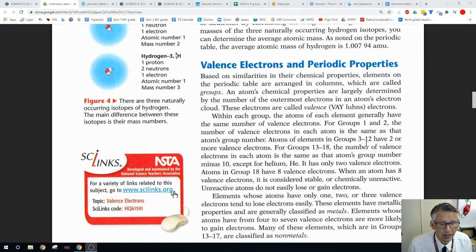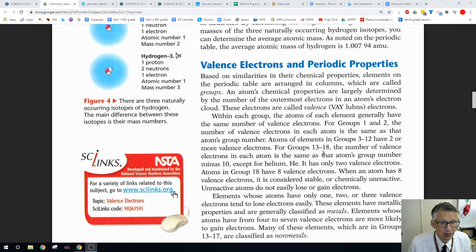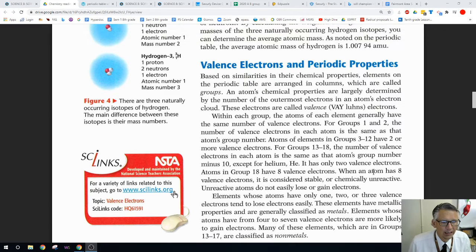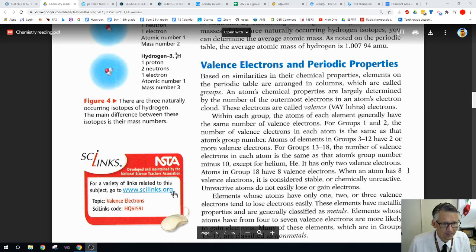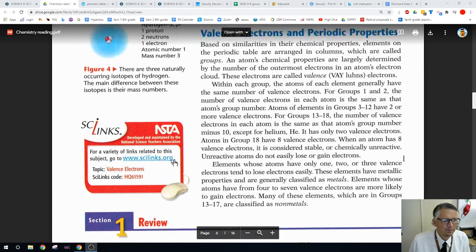Atoms in the elements of groups 3 through 12 have 2 or more valence electrons. In groups 13 through 18, the number of valence electrons in each atom is the same as the atom's group number minus 10, except for helium. Helium only has 2 valence electrons. Atoms in group 18 have 8 valence electrons. When an atom has 8 valence electrons, it is considered stable or chemically unreactive. Unreactive atoms do not easily lose or gain electrons.